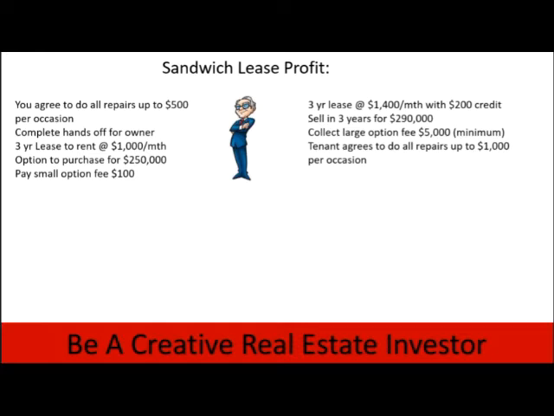You're then going to sell it to them at a future price of $290,000, and you want to collect a large option fee. I said 5% is a good target, but a minimum of $5,000. And then the tenant agrees to do all of the repairs up to $1,000 per occasion. So what that means with the tenant doing repairs up to $1,000 is, if there is a need to do a repair for, say, $800, you are going to be responsible for the first $500, so you're going to submit the bill to the owner of the property, who's going to pay you the difference, which is $300.